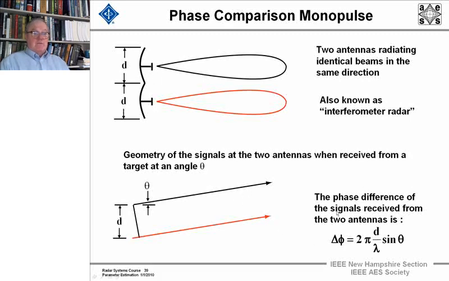And the phase difference of the signals received from the 2 antennas is just delta phase equal to 2 pi times d, the distance between the 2 antennas, divided by lambda times the sine of the angle. So you can see that if you measure directly the phase, you'll know exactly what theta is. And so that's how phase comparison monopulse is constructed.